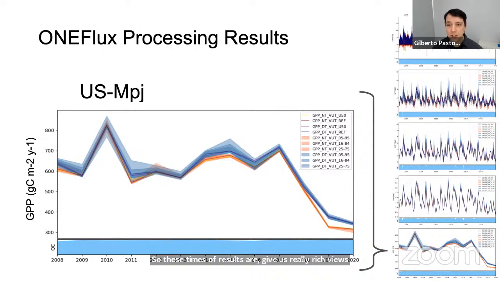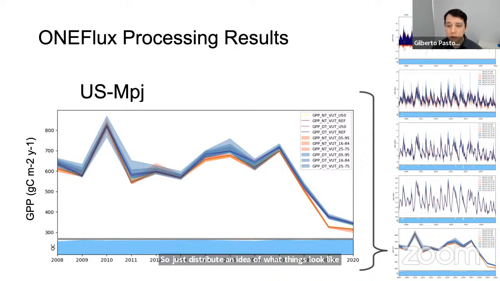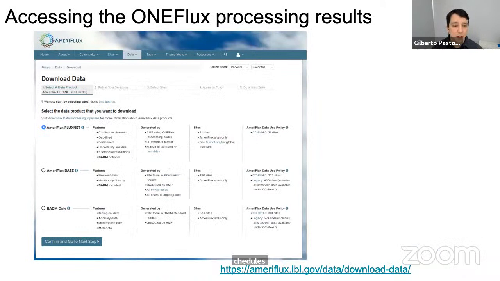So just to give you an idea of what things look like, this is just a small sample of everything that goes on in the processing and the types of products that are generated based on the information that the site teams get to us. And I think that's all we had for the presentation.